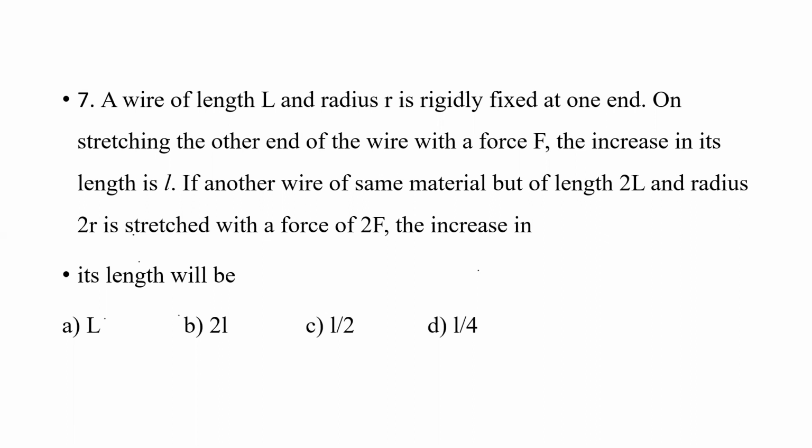A wire of length L and radius R is rigidly fixed at one end. So we are stretching the other end of the wire. The increase in its length is L. If another wire of the same material of length 2L and radius 2R is stretched with a force of 2F, then what will be the increase in the length? So same material, different wire we are taking. What is the increase in the length when the force is doubled and radius is also doubled?